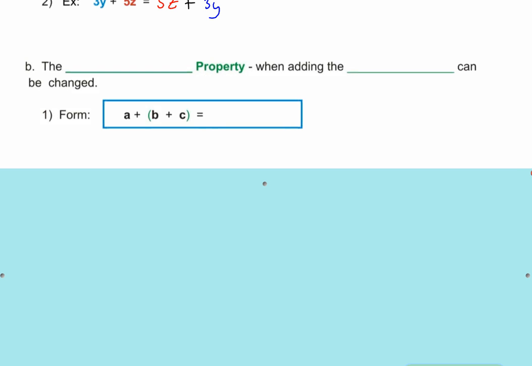Okay. That brings us to the next one, and that's the associative property, A-S-S-O-C-I-A-T-I-V-E.